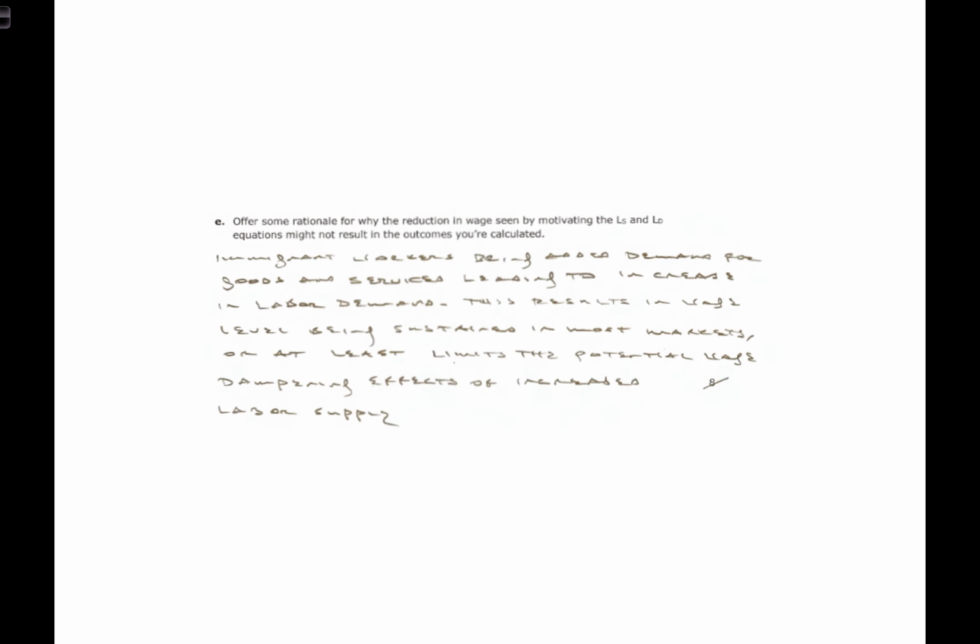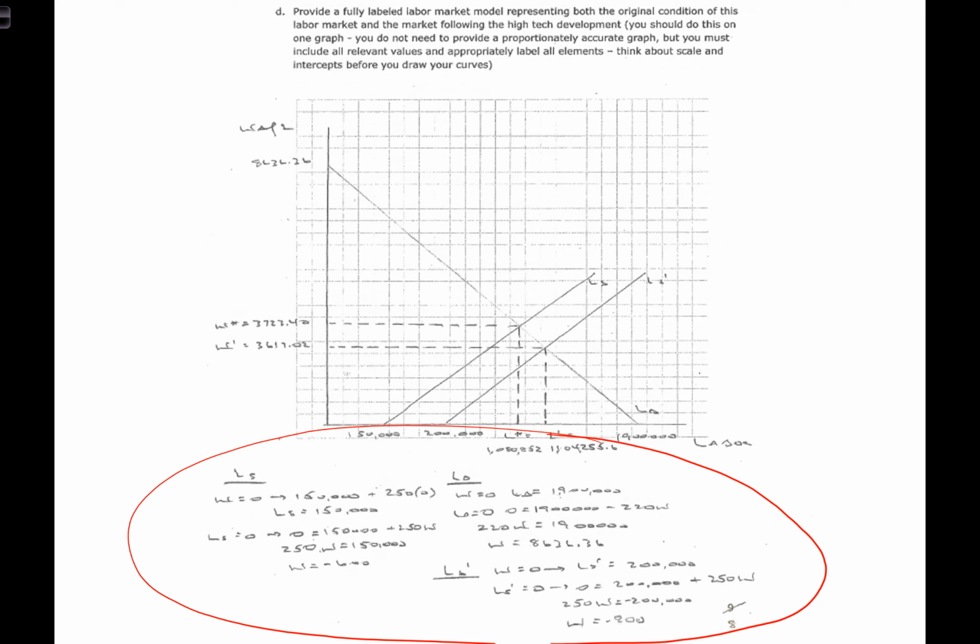So that's part D. And then part E, I said, okay, offer some rationale as to why the reduction in wages seen by motivating the labor supply and demand equations might not result in the outcomes that we originally calculated. Well, we know that if additional labor supply moves into a market, that means that there's new people in that market demanding new goods and services in that market. So there's probably some articulated increase in labor demand as well, which would perhaps then bring the equilibrium wage either back to its original level or something close to it, at a higher number of workers.